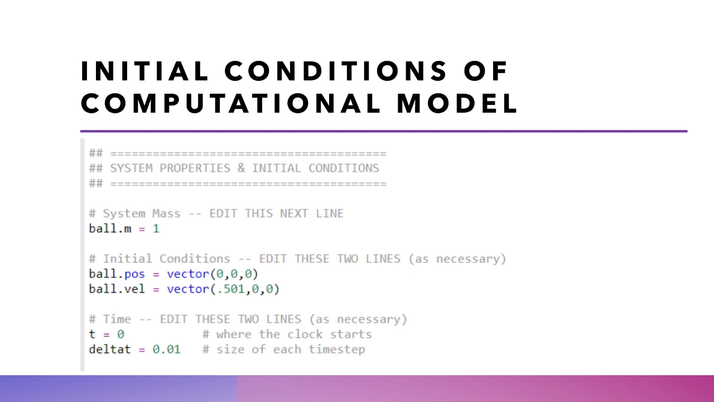The initial position vector is at 0, 0, 0 because it is starting at the origin. The initial velocity vector is at 0.501, 0, 0. The 0.501 is the constant velocity from the glue stick video, and it only happened in the x direction.